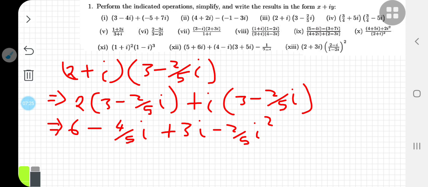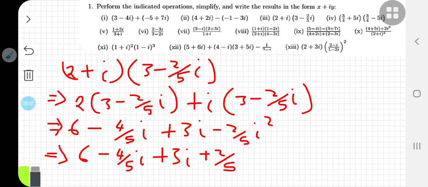So from here, we simplify further. We know that i squared is equal to negative 1, so I'll change that one. So 6 minus 4 over 5i, plus 3i, then it gives me plus 2 over 5.